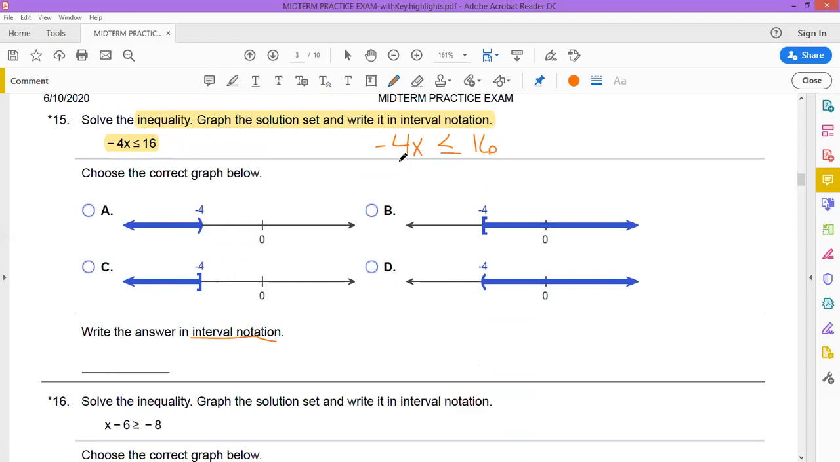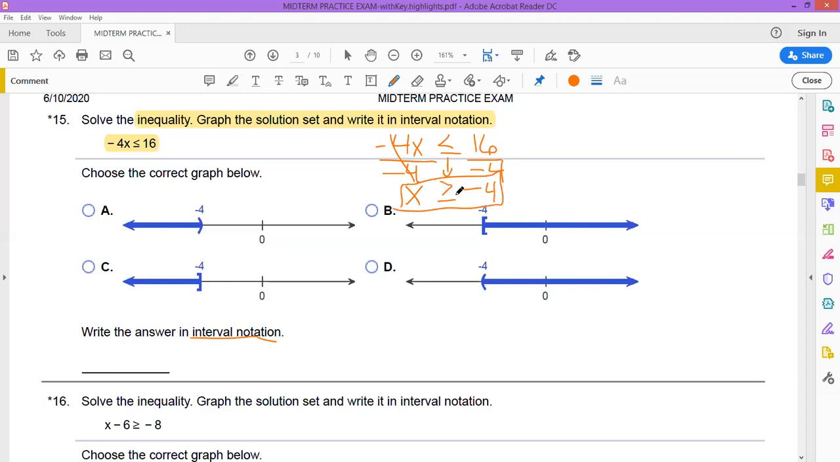If you notice here, to solve this inequality, we have to divide both sides of the inequality by -4, which means we have to reverse this symbol. Because we're dividing by a negative number, we have to reverse this symbol, and it's switched from less than or equal to greater than or equal to. Our solution will be x greater than or equal to, and 16 divided by -4 is -4. So this is our solution.